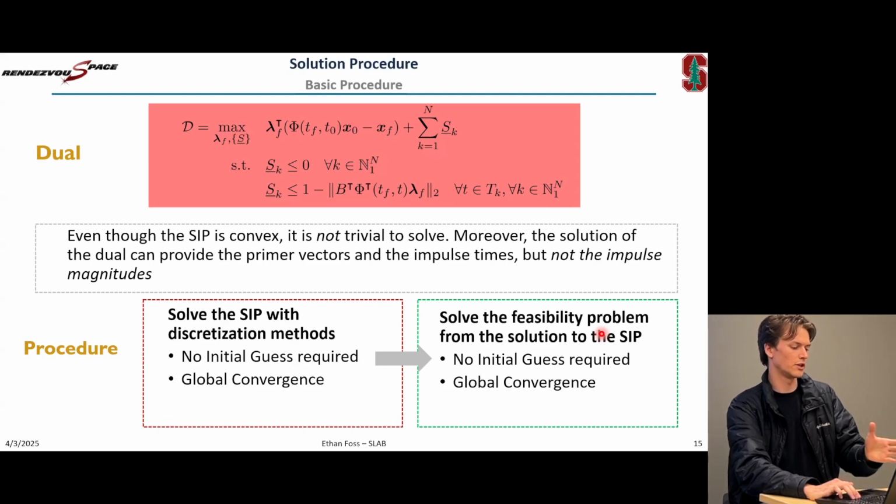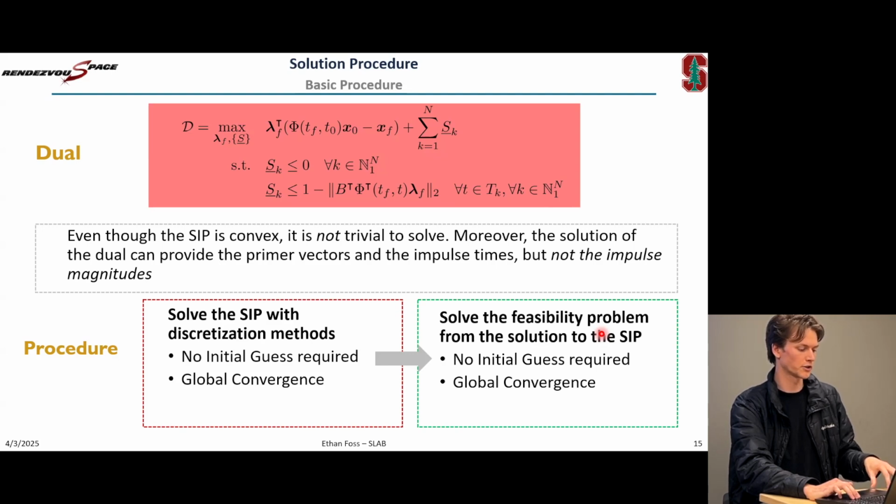So the procedures outlined here solve the semi-infinite program. The good thing about this is that you don't require an initial guess, unlike certain direct methods that are based on nonlinear programs. And also this semi-infinite program will admit global convergence.